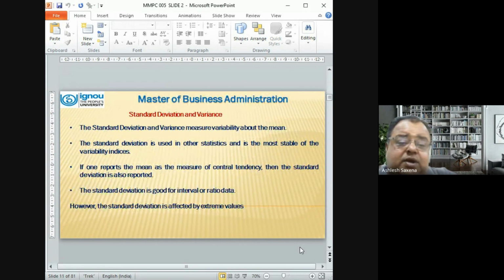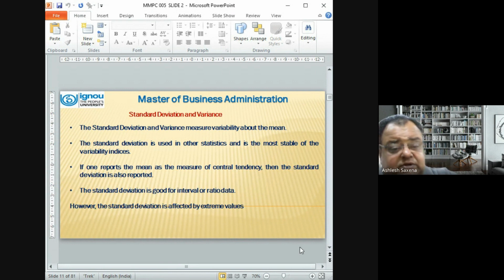Now comes the most important part, which we will be using in MMPC5 as well as in your MMPC50. That is standard deviation and variance. Standard deviation and variance measure variability about the center. The standard deviation is used in other statistics and is the most stable of the variability indices. If one reports the mean as the measure of central tendency, then the standard deviation is also reported.